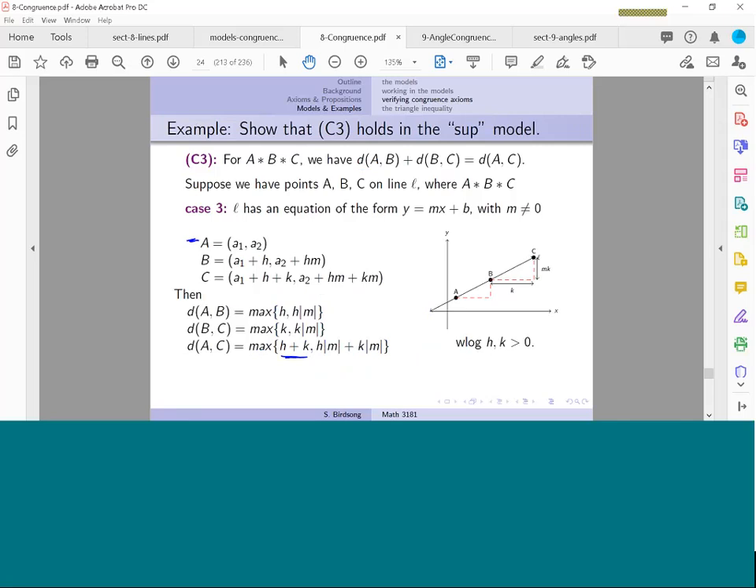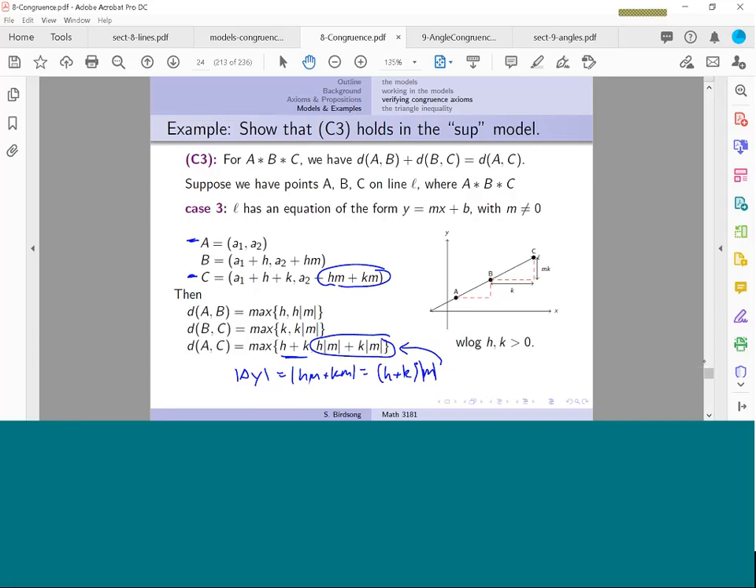Now, this second coordinate actually had a little bit of algebra done to it. Technically speaking, the change in Y coordinates is the absolute value of H times M plus K times M. And you can factor out an M. This is the same as H plus K times M. Remember, H plus K is positive, but M doesn't have to be positive, so you keep the absolute values around the M. That format was just multiplied out.